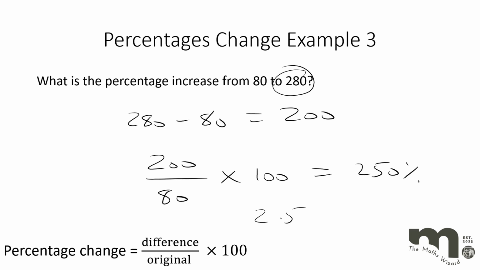Okay, that's the decimal, not the percentage. So just be aware of that. When something is more than doubling, it's more than 100%. If something doubles, so if you went to 160, that would be an exactly 100% increase on that one.